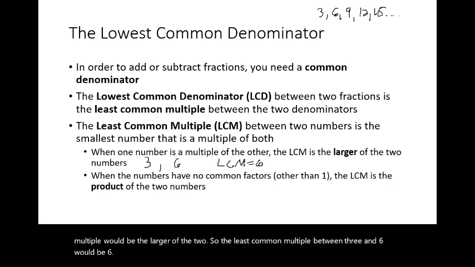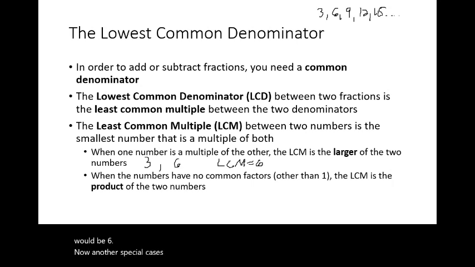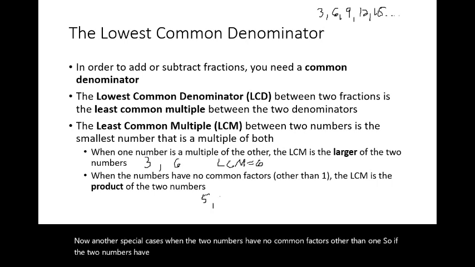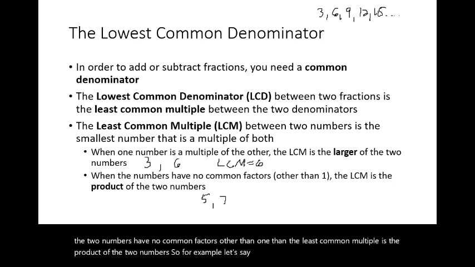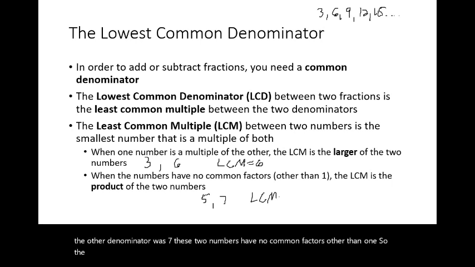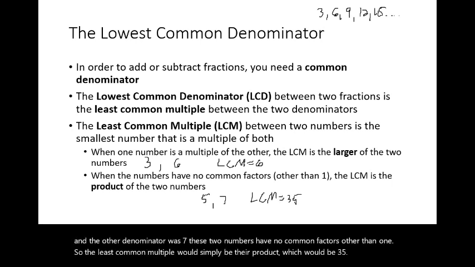Now another special case is when the two numbers have no common factors other than 1. If the two numbers have no common factors other than 1, then the least common multiple is the product of the two numbers. So for example, let's say that one of your denominators was 5 and the other denominator was 7. These two numbers have no common factors other than 1, so the least common multiple would simply be their product, which would be 35.